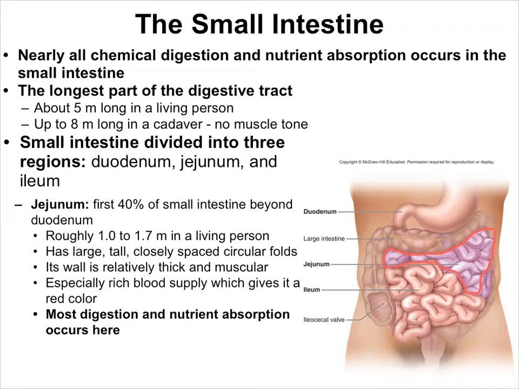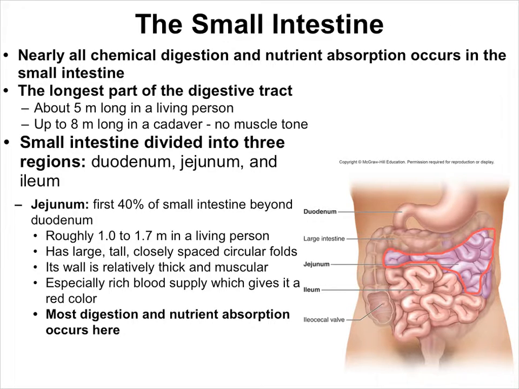Pretty much everything that is relatively easily digestible is going to be digested and absorbed in the jejunum. It has circular folds, these large, tall, closely spaced circular folds that look like ribs, kind of, spaced throughout it. Those increase surface area.